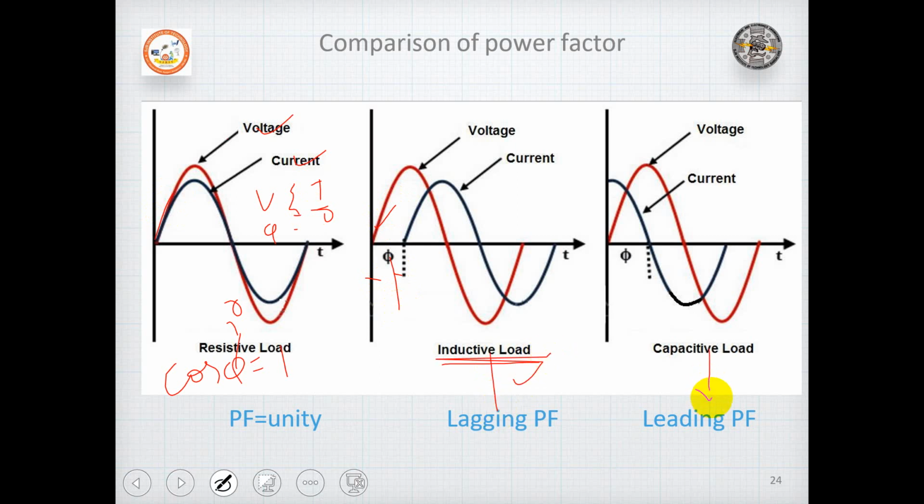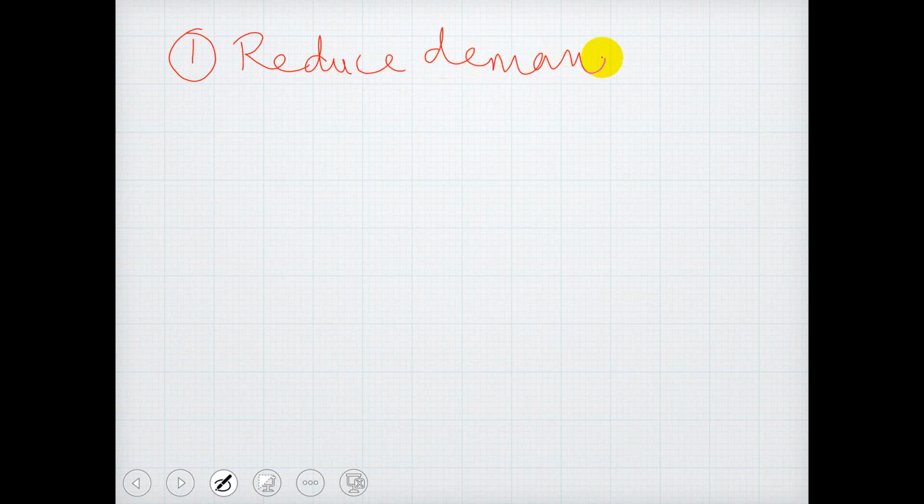When you take a capacitive load, current is now leading the voltage by 90 degrees. If you look at this current and this voltage, it is leading the voltage by 90 degrees. So it has a leading power factor. Now, what are the benefits of increasing the power factor? The first one is reducing demand charges. If you improve the power factor, it will reduce the demand charges.